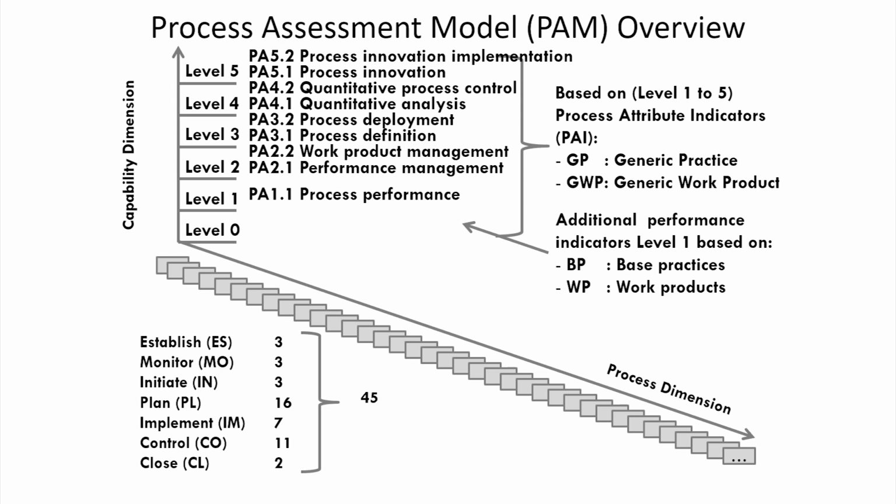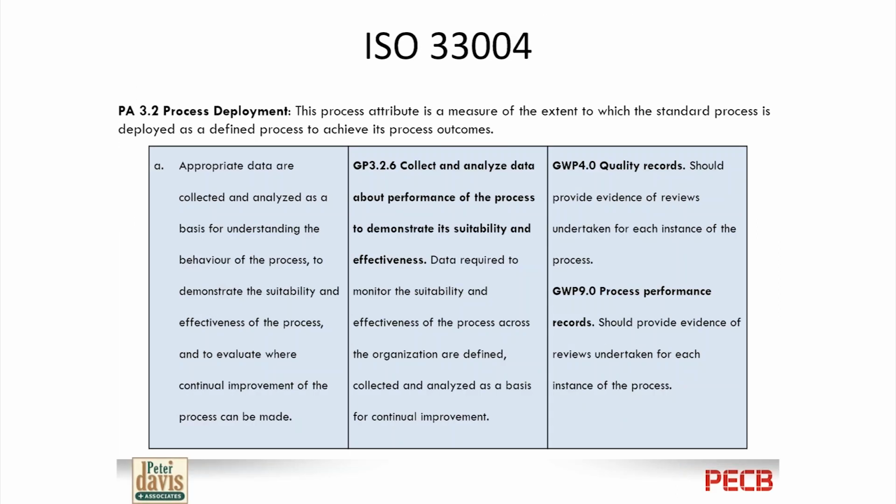So let's look at one of the generic practices. Now, I actually took these ones because they would be familiar to people if they were into Six Sigma. If you are a Six Sigma aficionado, then think DMAIC for the next few slides. This one is level 3, which, as we saw in the previous slide, is established level. So we have our definition, appropriate data collected and analyzed, but you look in the middle and it has our generic practice, 3.26, which is collect and analyze data about performance of the process to demonstrate its suitability and effectiveness. So this sounds a lot to me like measure in the DMAIC model.